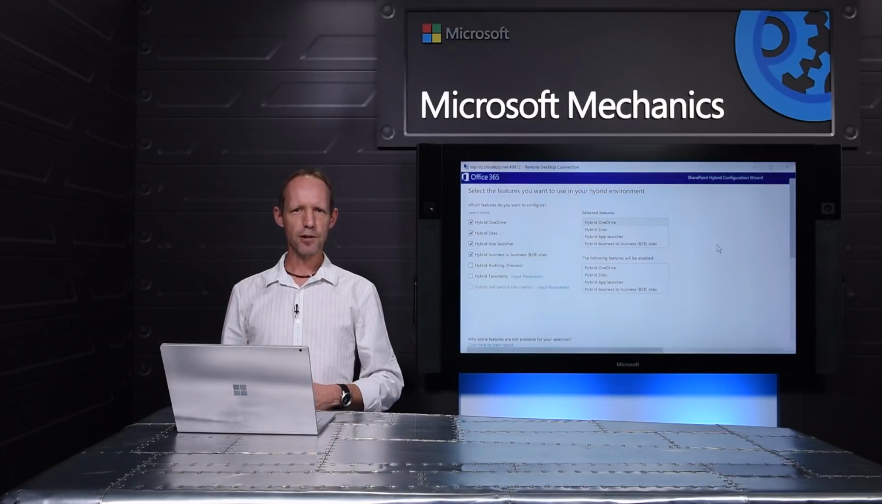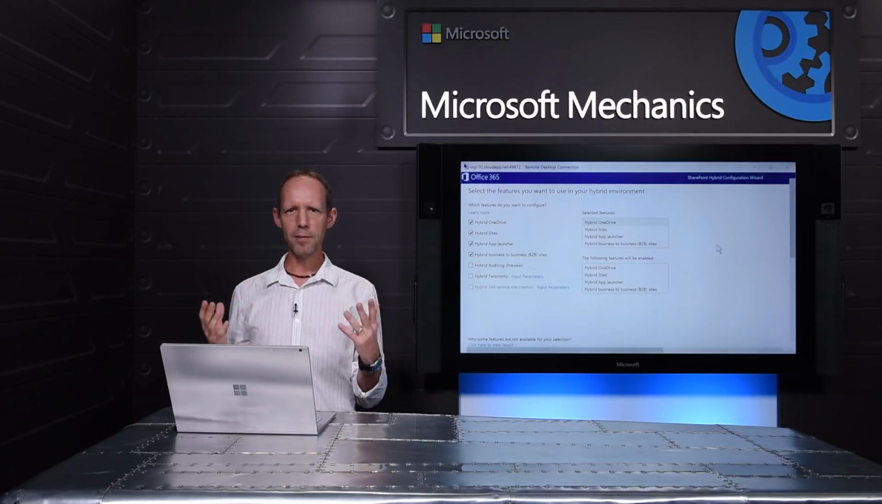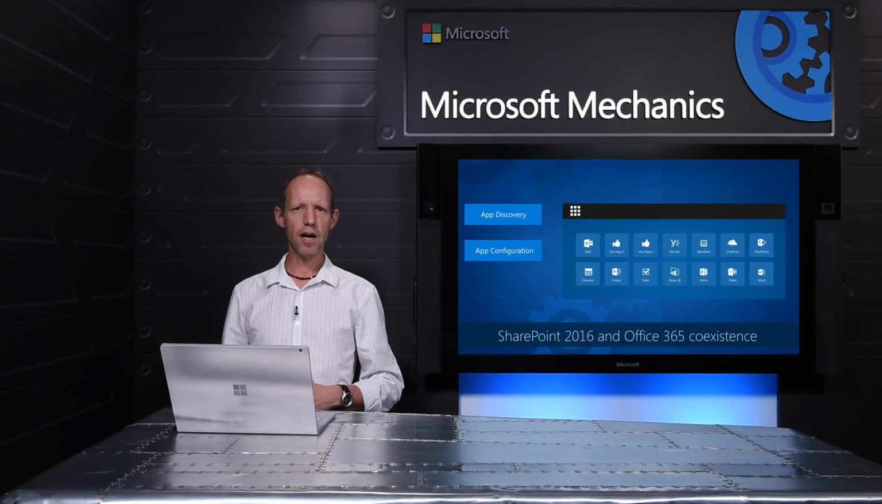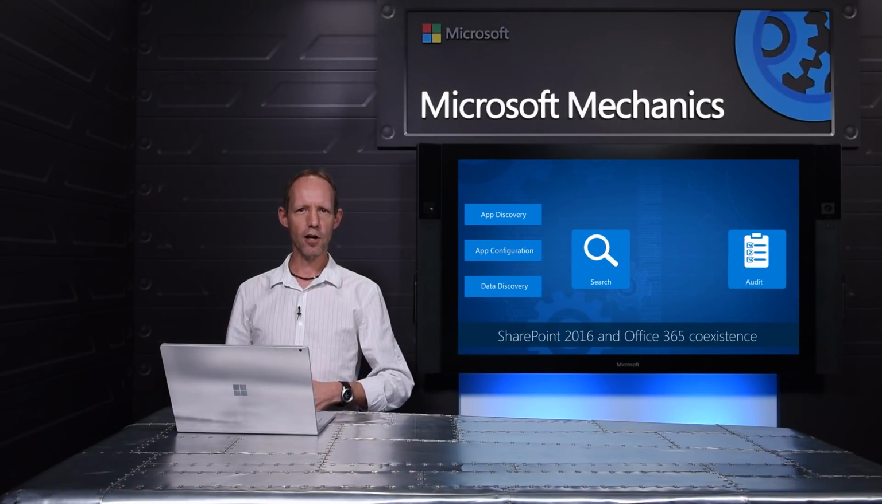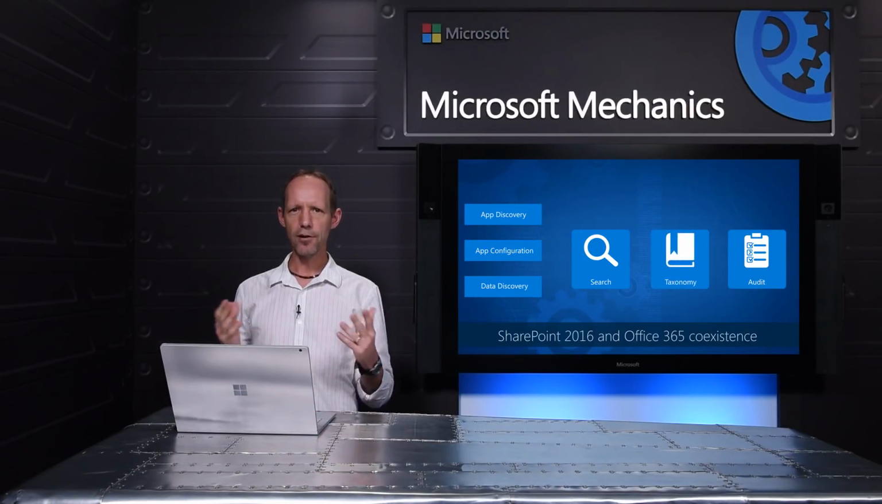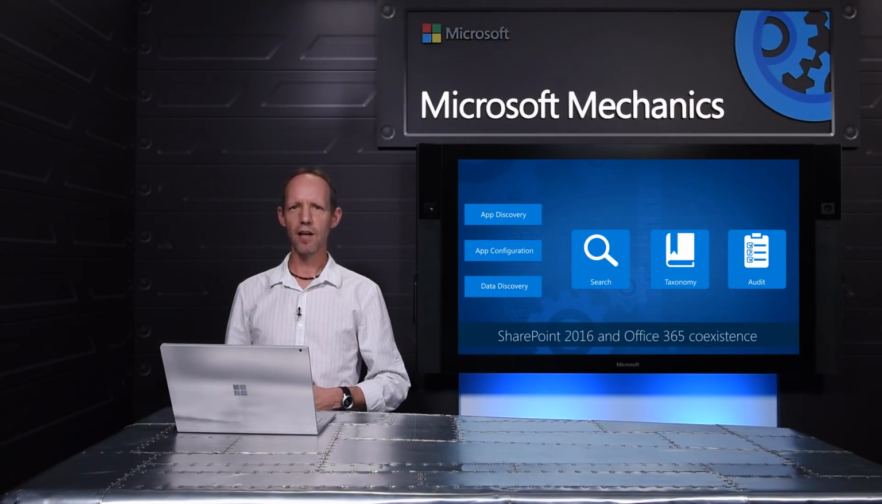Much of these coexistence features were released last spring, which brings me to our third layer of Office 365 coexistence, data discovery, through hybrid search, unified auditing, and taxonomy. The latter two delivered with Feature Pack 1 last November.